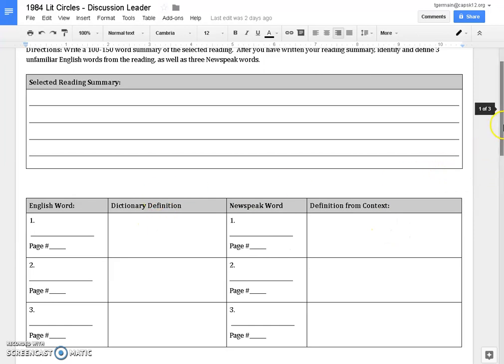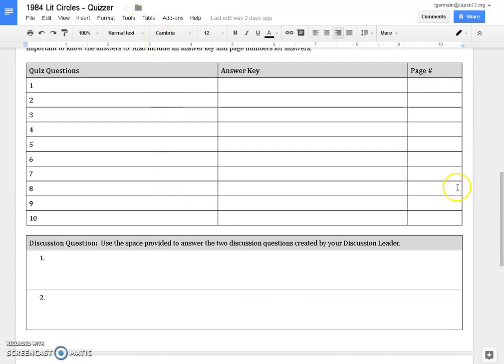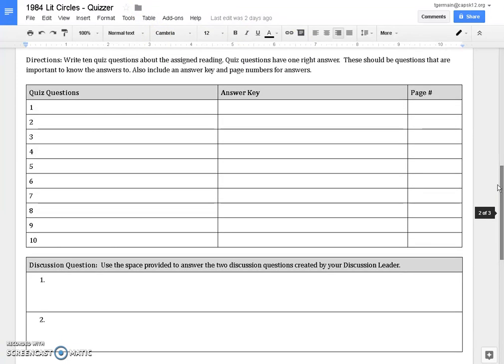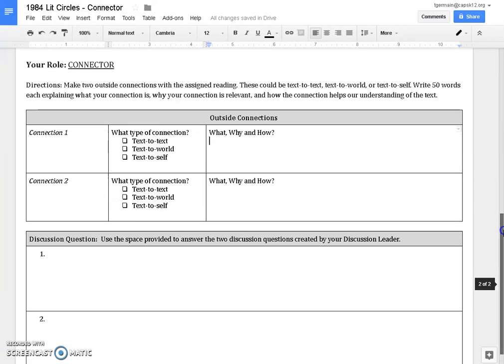All right, so you'll share your summary and your vocabulary. Then your quizzer will administer the quiz to the rest of your group. You will take the quiz, write down your answers, and go over the answers together. Connectors will share their connections, and you'll have conversations about them. Sometimes when a connector shares connections, it might remind you of something you hadn't thought of before, and that's the time to share those things as well.